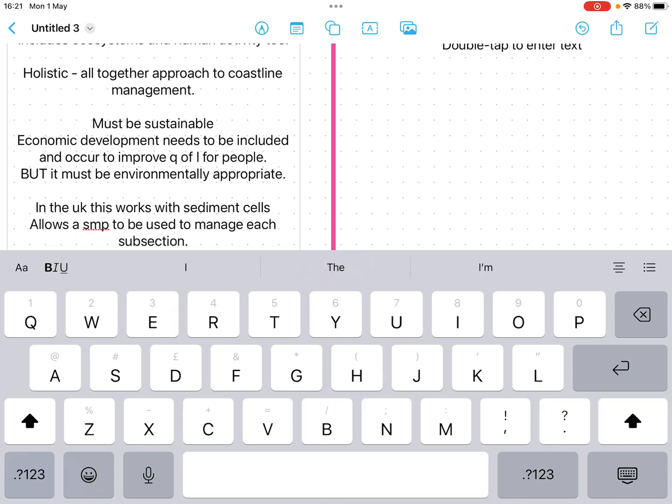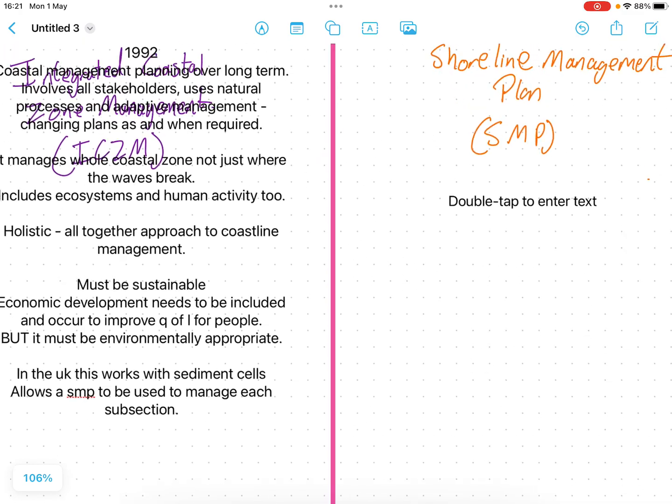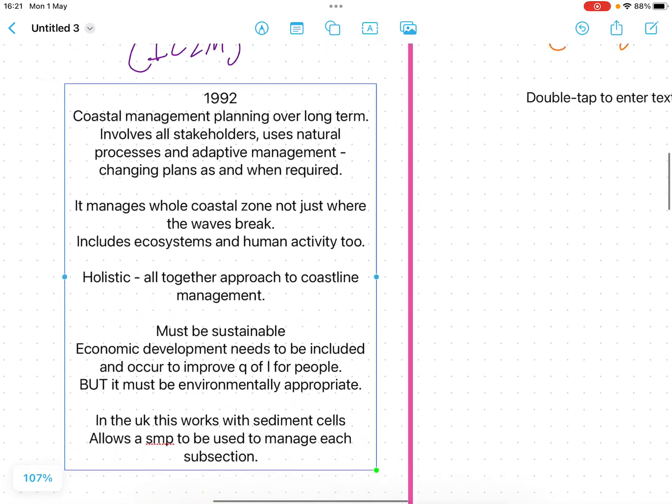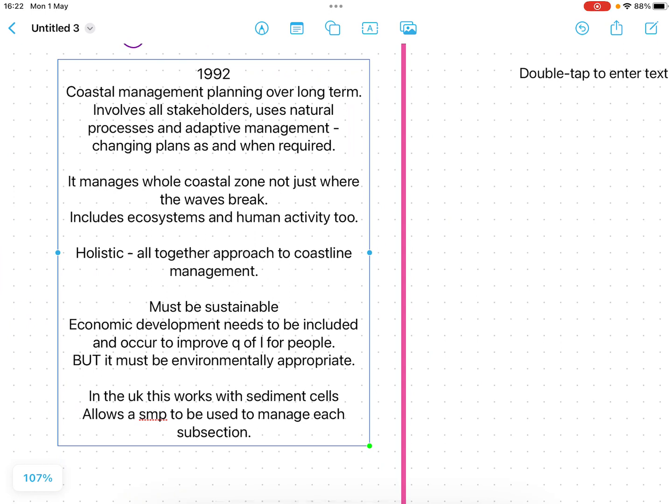So that brings us on nicely to talking about shoreline management plans. The first thing we'll do is just bring this down so you can see the full bullet points there. They began in 1992, these ICZMs. Coastal management planning over the long term, involving every stakeholder, using natural processes and adaptive management, which means changing the plans as and when required in response to the different threats. If there's going to be a big storm coming, we're going to change that and adapt the plan to make sure that we're dealing with storms.